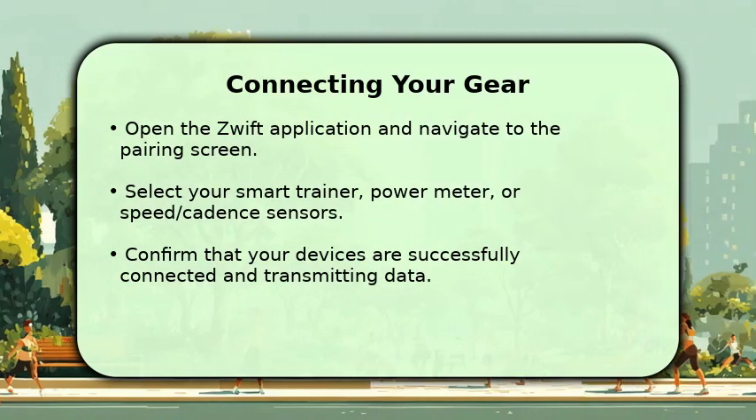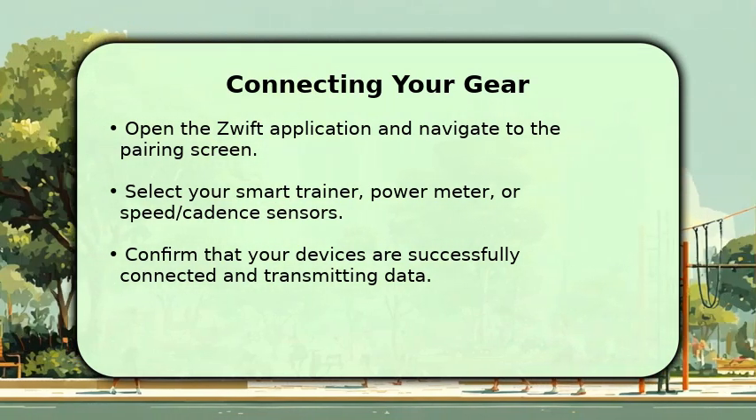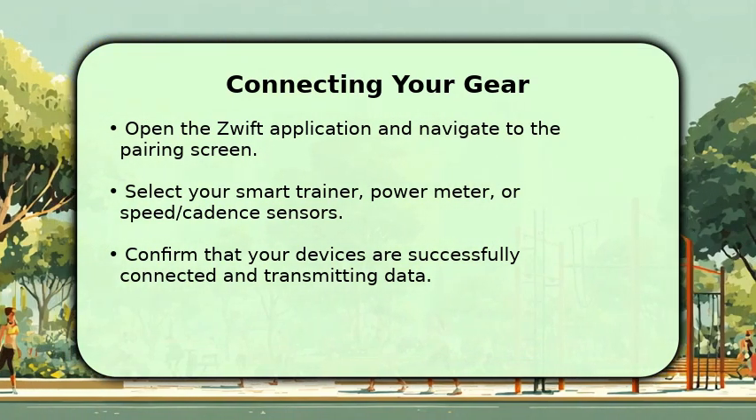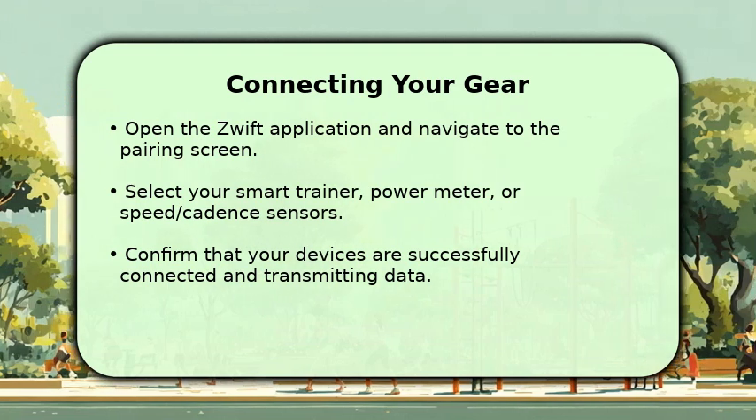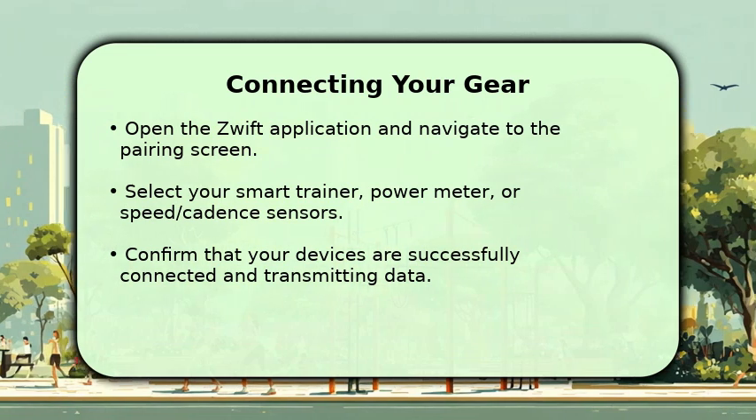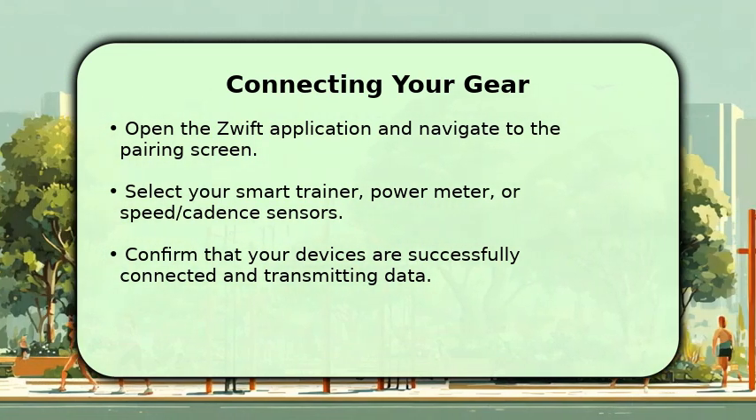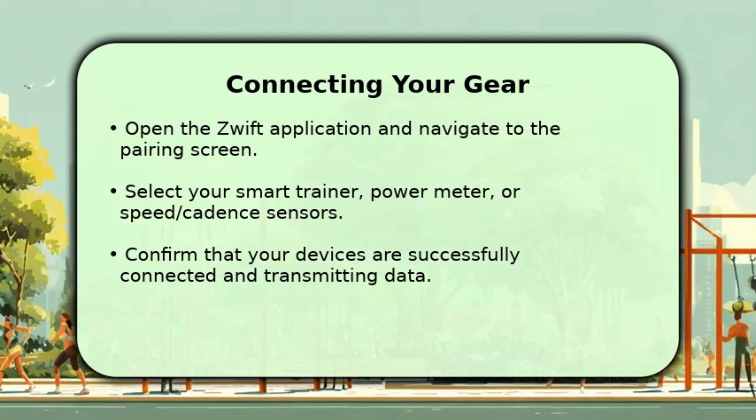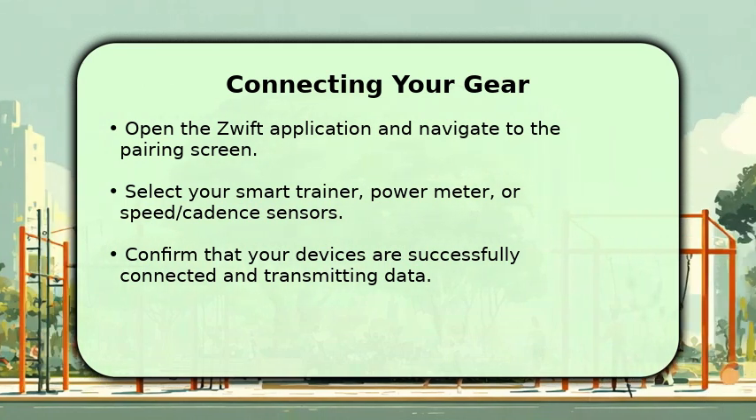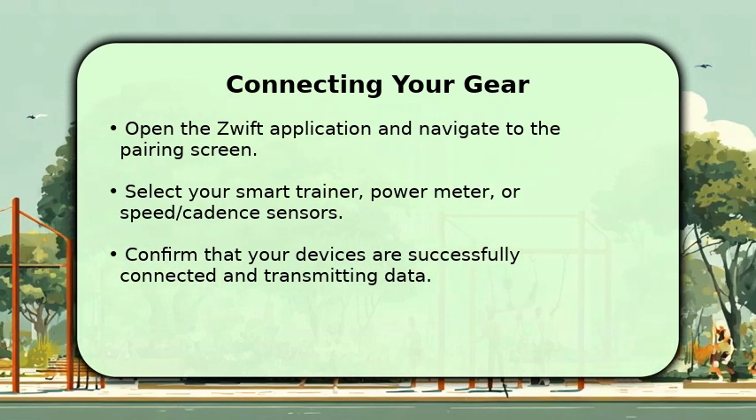Now, let's get your gear connected. Open the Zwift application and navigate to the pairing screen, which is usually found in the top left corner. Here, you'll select your smart trainer, power meter, or speed and cadence sensors from the list of available devices. It's crucial to confirm that all your chosen devices are successfully connected and actively transmitting data. If you're using a smart trainer, remember to perform a quick calibration for the most accurate power readings during your ride. This ensures your virtual efforts match your real-world output.